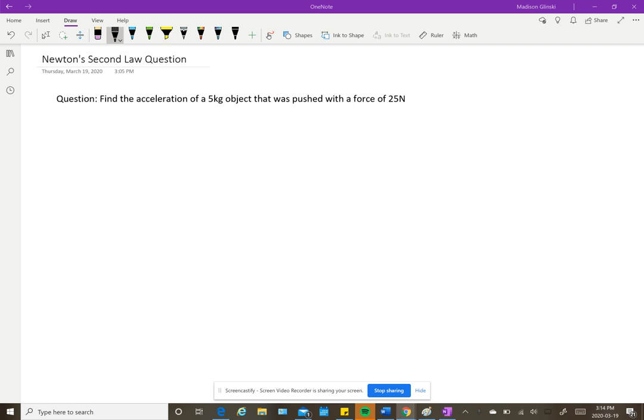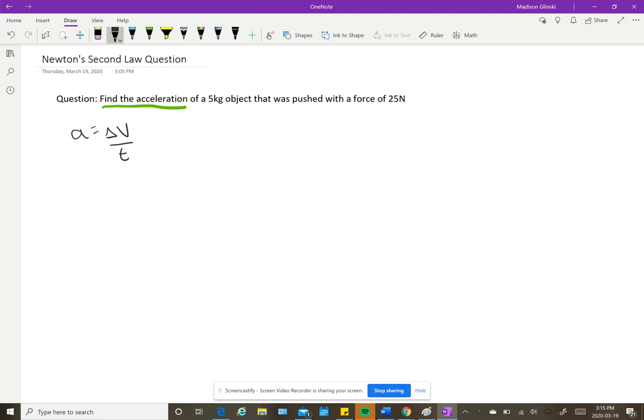Class, this video is to help you with Newton's second law equations. So the question here states, find the acceleration of a 5 kilogram object that was pushed with a force of 25 newtons. So our goal here is to find the acceleration. As you guys know, acceleration is equal to the change in velocity over time.